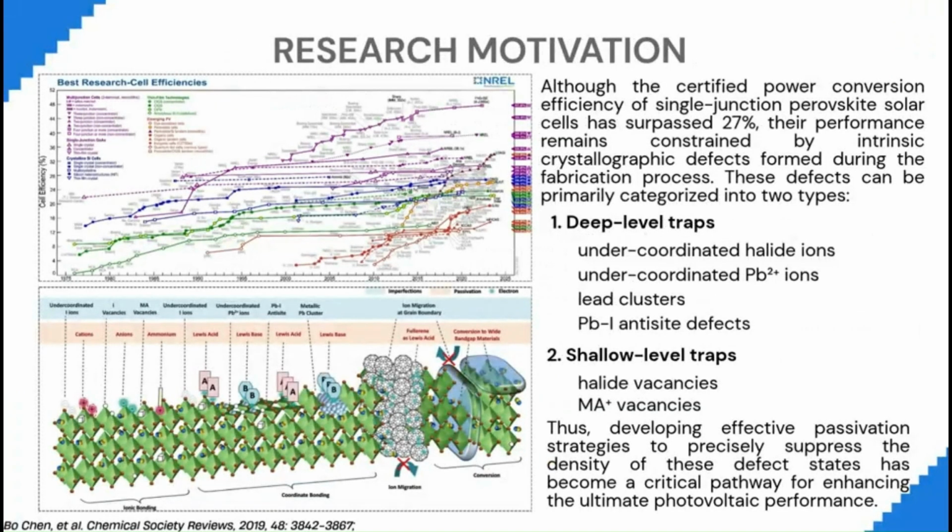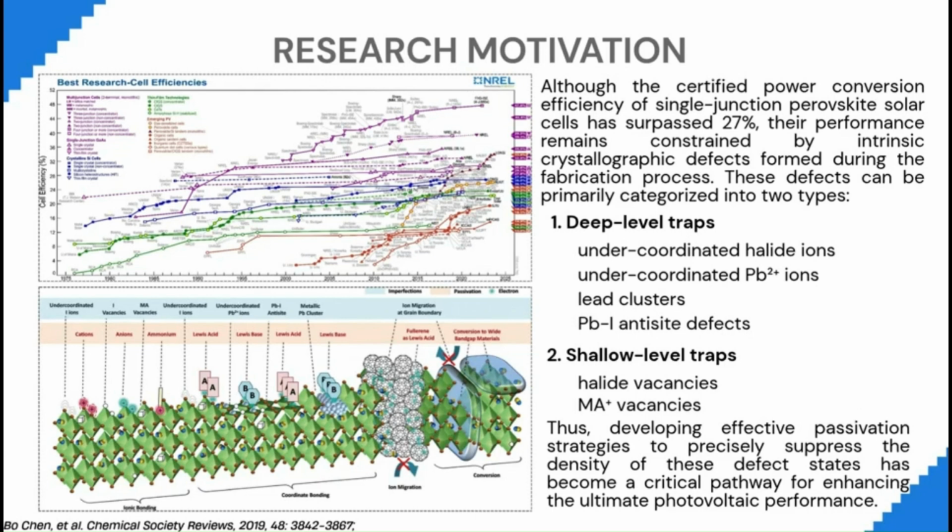And the research motivation is showing that although the certified power conversion efficiency of single-junction perovskite solar cells has surpassed 27%, their performance remains constrained by intrinsic crystallographic defects formed during the fabrication process.